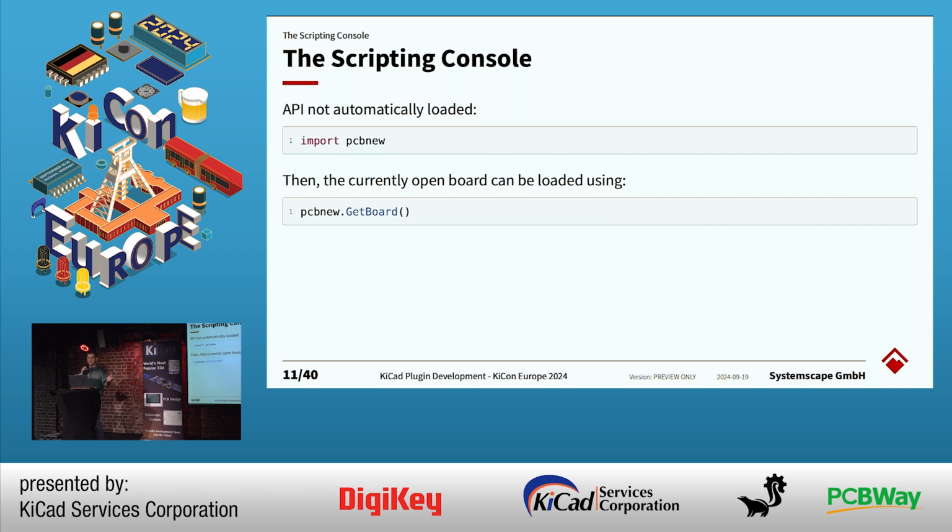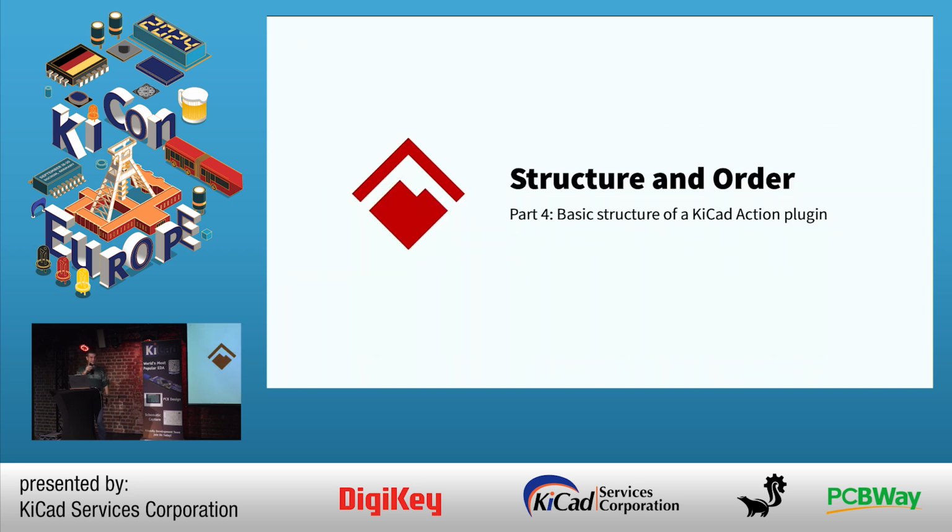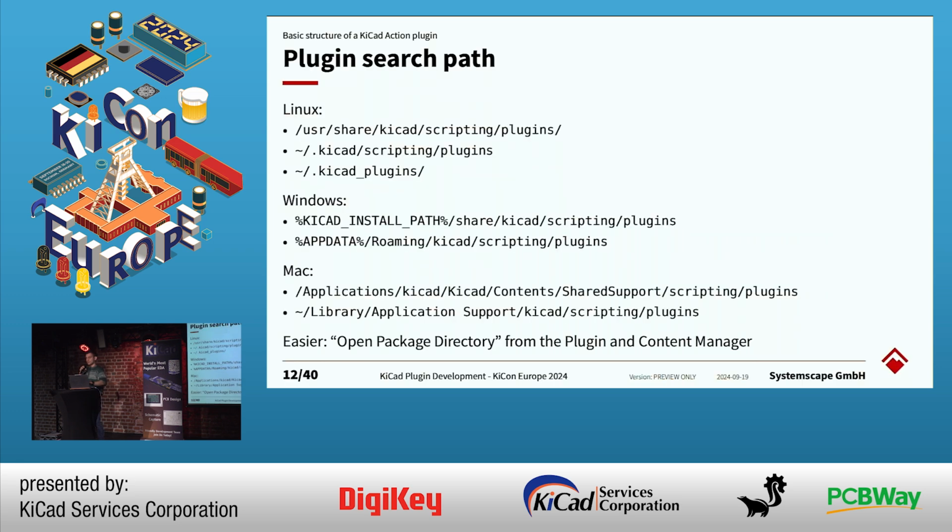So if you found some use case that you want to do, and now you want to write a plugin, you need to put it into a kind of structure and order. The first thing is it needs to be in the plugin search path, which is any of these locations, but the easiest is just to open the plugin and content manager and then say open package directory. Or if you go into pcbnew and then say Tools, Plugins, you can also open the folder, but I'm not sure if they're the same, but either both of them open one of those folders.